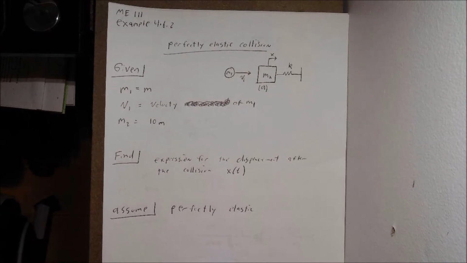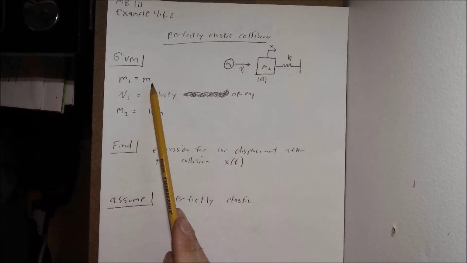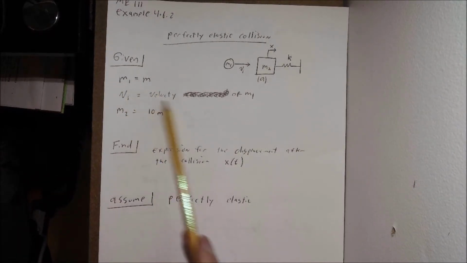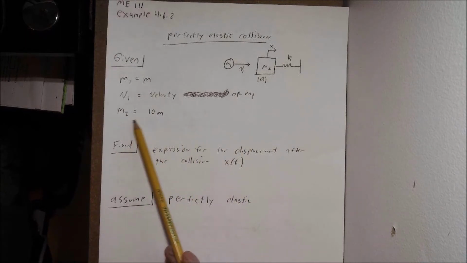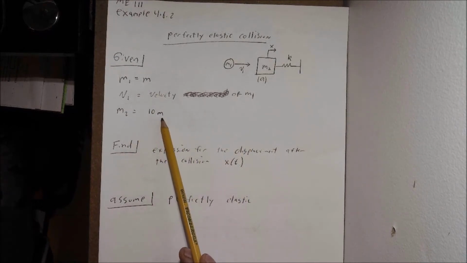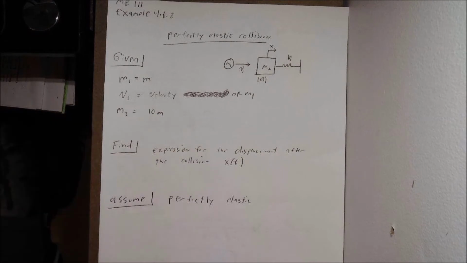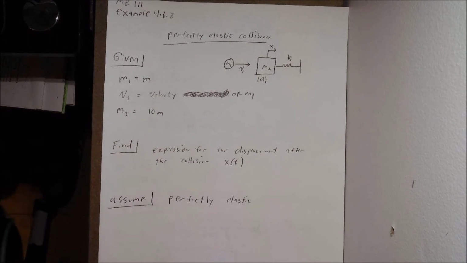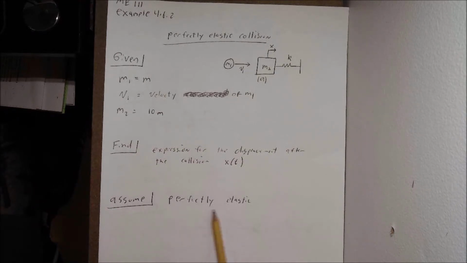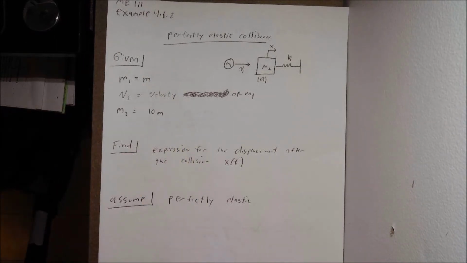So I write down all my known variables. m1 is equal to m, v is equal to the velocity of m1, and m2 is equal to 10 times the mass of m1, or 10m. We want to find an expression for the displacement after the collision occurs, looking for our x of t. Our assumption is that it's going to be a perfectly elastic collision. That'll be the difference between this example and the previous example in our textbook.